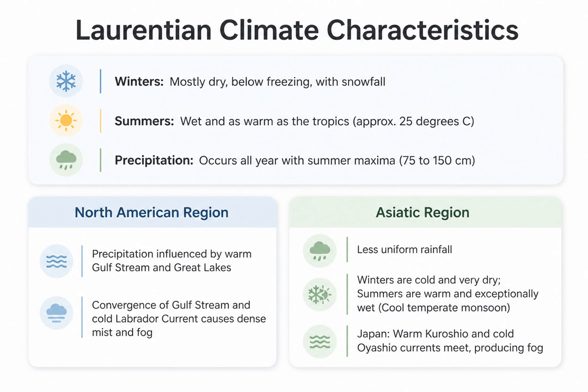In North America, the moisture is boosted by the Great Lakes and the warm Gulf Stream. Where the Gulf Stream meets the cold Labrador Current near Newfoundland, it creates incredibly dense fogs. The Asiatic region, conversely, has a rainfall pattern resembling a monsoon. Winters are extremely dry and cold, driven by Siberian winds, while summers are exceptionally wet. Japan also experiences heavy fogs where its own warm and cold currents, the Kuroshio and Oyashio, collide.